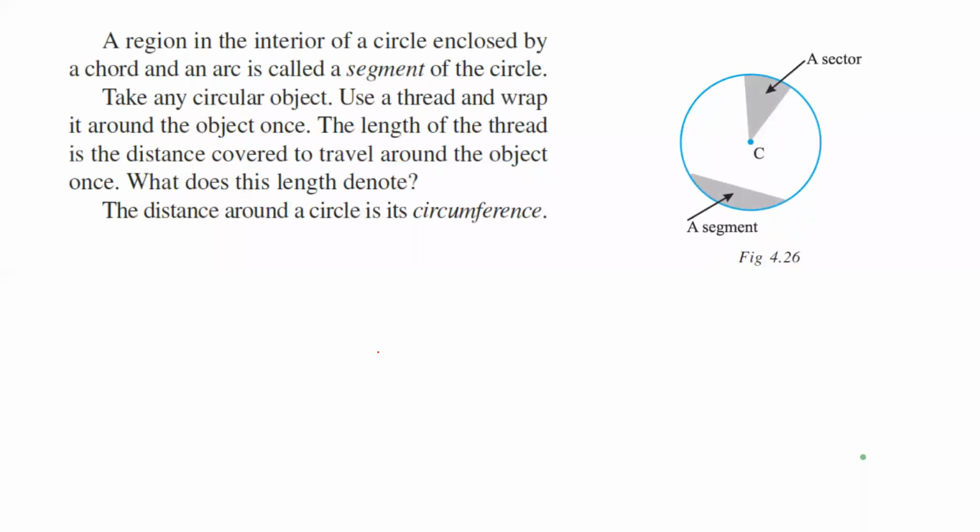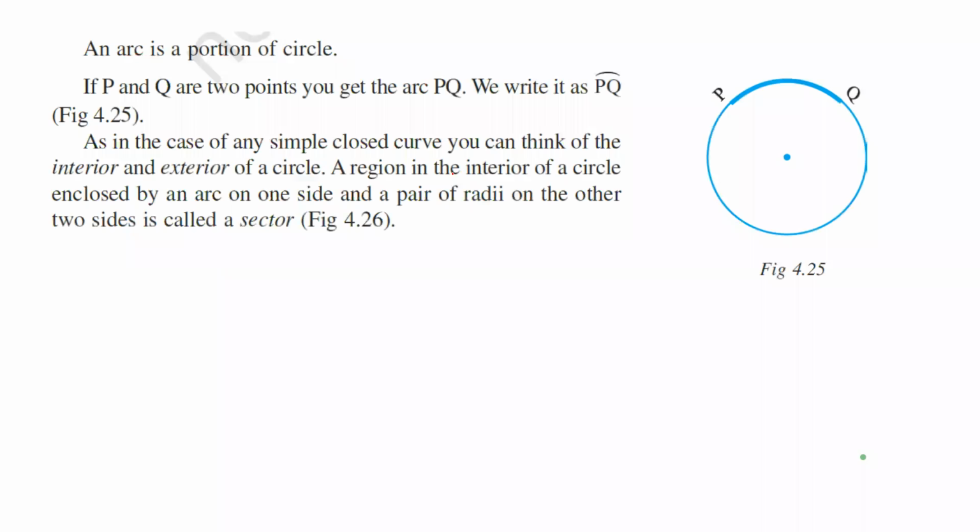Okay. Then see, this is the segment. A segment means a region in the interior of a circle enclosed by a chord and an arc. This is the arc and this is the chord. The region in between this chord and arc is called a segment. And what about the sector? The sector we have discussed previously. Look, this is a sector.